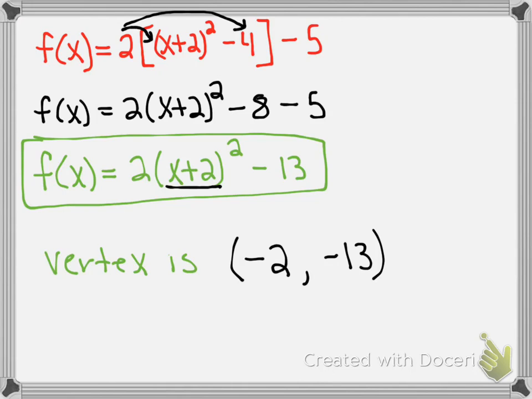And again, what we could do if we want to graph this function, we can plot the vertex minus 2, minus 13, and then we can pick x values to the right and to the left of negative 2 on the x-axis, plug those into the function to get the y-coordinates, and that would give us 2 other points.